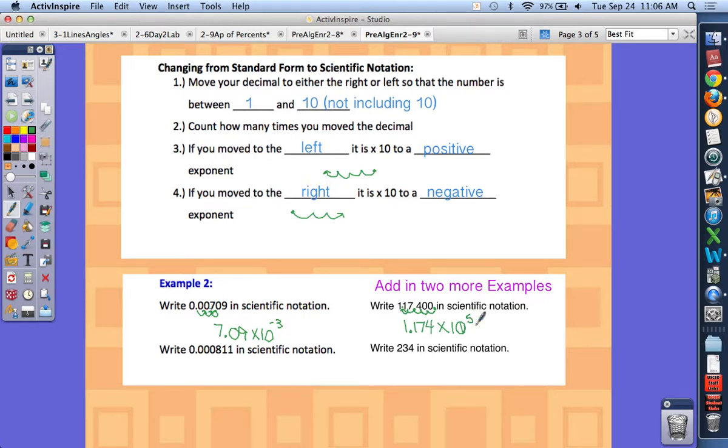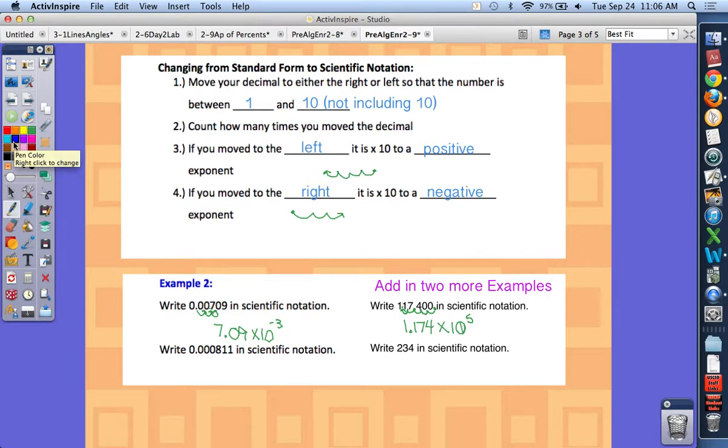I don't like remembering the rules this way because sometimes they get mixed up, so just think about it. This is a really big number. I need to have a big exponent. Whereas this is a really small number, it's going to have a negative exponent. All right, now you try the next two. Pause, press play whenever you're finished.